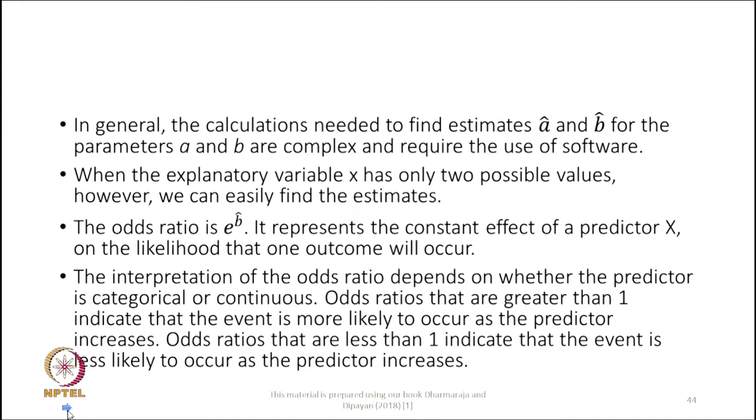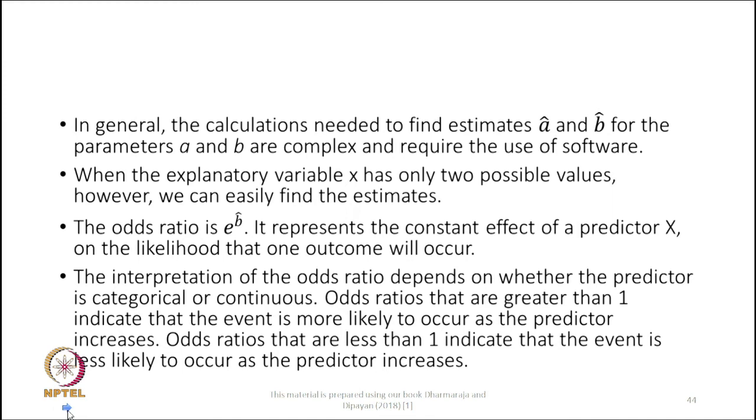E power B cap is called the odds ratio. It represents the constant effect of the predictor x on the likelihood that one outcome will occur. That is called the odds ratio, that is E power B cap. So, once you get the estimate of B, then you can find the odds ratio. The interpretation of the odds ratio depends on whether the predictor is categorical or continuous.